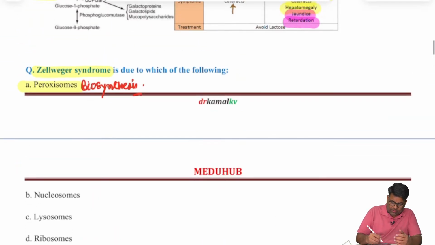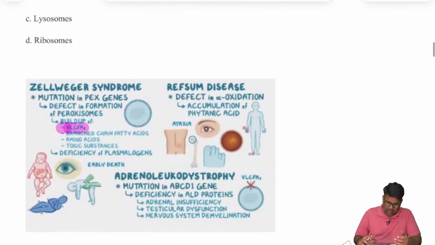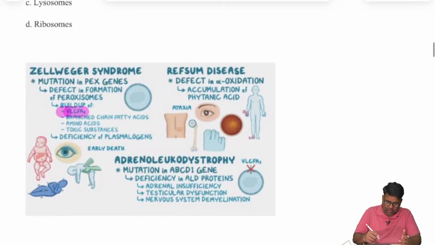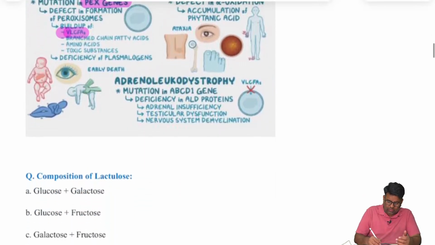So just write it like increased very long chain fatty acids. So, very long chain fatty acids are increased in blood. This is Zellweger syndrome, and there is a mutation in the X. This is Zellweger syndrome.